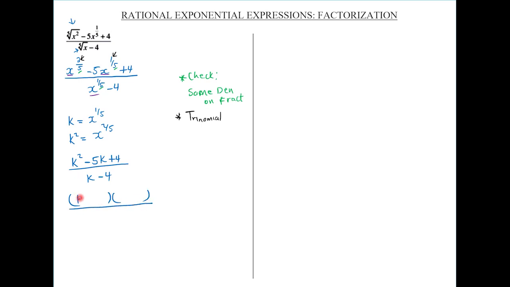So here we have k and k, 1 and 4, minus and minus, and then here we just have k minus 4, and this cancels with that. This is k minus 1. Now remember, we're not done here because we need to bring it back to where it was, in terms of x. k was x to the power of 1 over 5, and that's going to be our solution. Hope this makes sense.